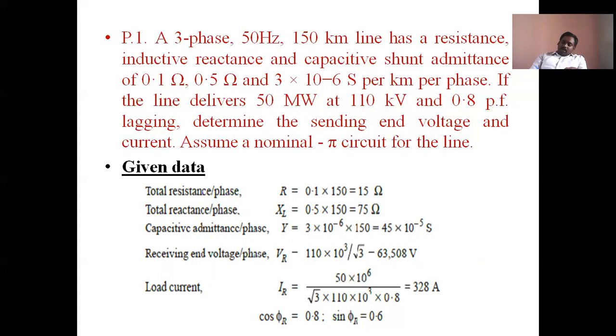So from this, IR is equal to PL or PR, the receiving end power, divided by VR cos φ. PL is 50 megawatt, 50 into 10 power 6, divided by VR. VR is the per phase value already, but we require the line value. It becomes root 3 VL IL cos φ. So VL is 110 into 10 cube, into power factor 0.8. That is 328 ampere. Finally, if cos φ is 0.8, sin φ is 0.6, this is very valuable.